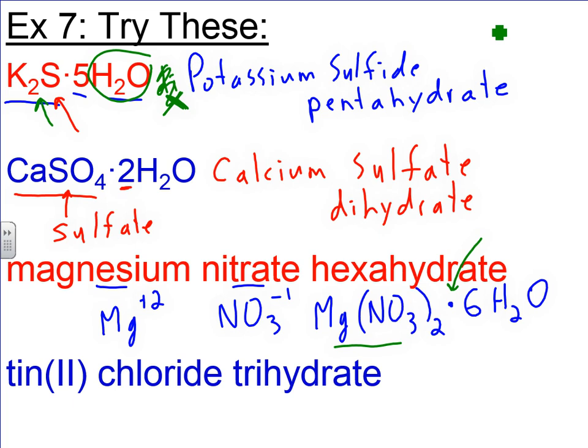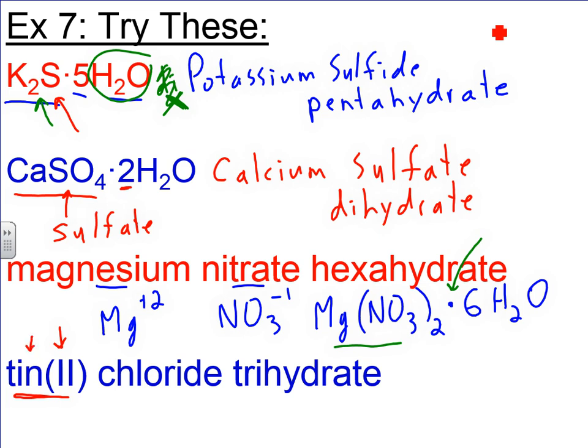And then the last one, tin 2 chloride trihydrate. Now, what we've got is a Roman numeral. Remember, Roman numerals are used for D block elements, but if you take a look at tin, element number 50, tin is actually not a D block element, it's a P block element. However, it's the exception to the P block rule. It's actually a metal in the P block at the bottom.